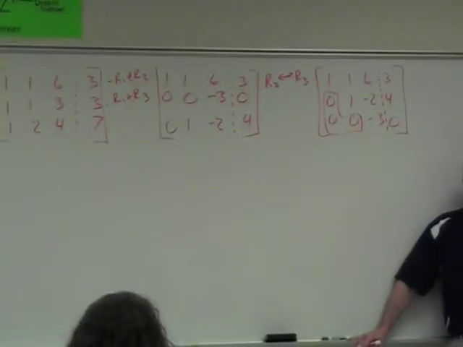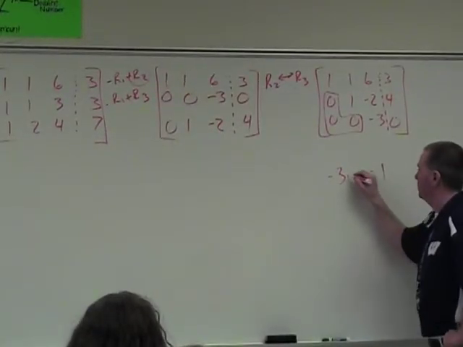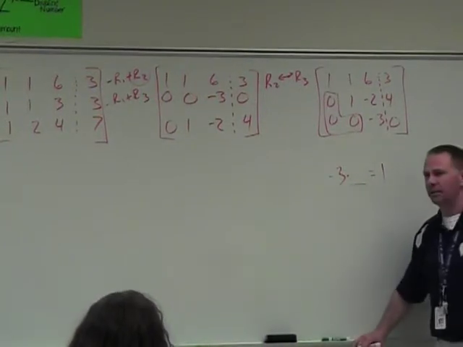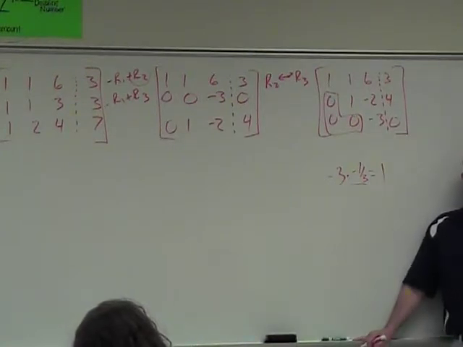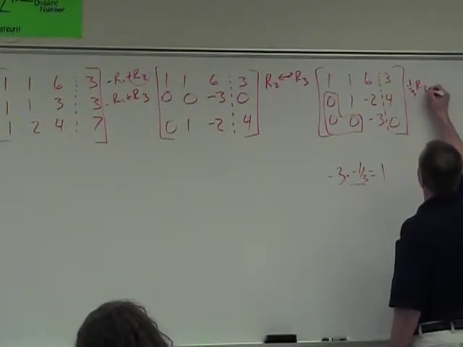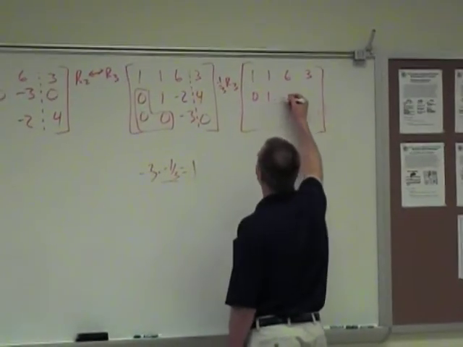Step 4. Get all of your leading coefficients to be positive 1. How do I make negative 3 equal to positive 1? What do I multiply it by? Negative 1/3. How about the reciprocal? I didn't say the negative reciprocal, I just said the reciprocal. Is that true? Yes, that's true. So that's the next step. Negative 1/3 times row 3. And if you can do multiple steps in one, then go ahead and do that. Save some paper.